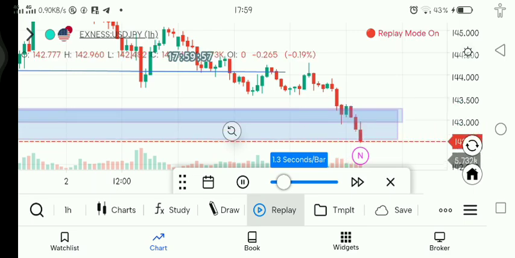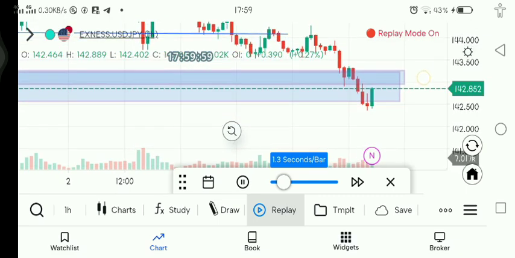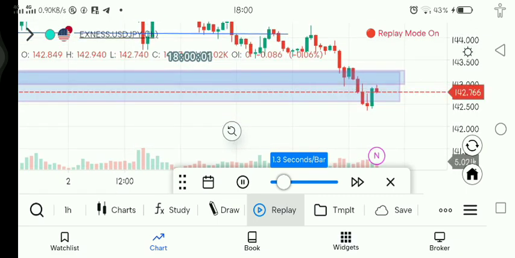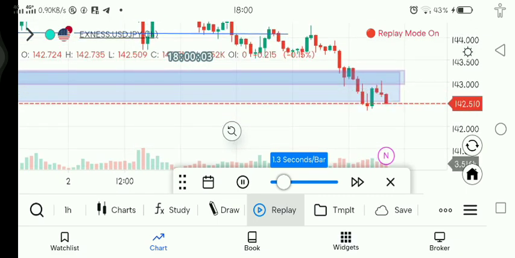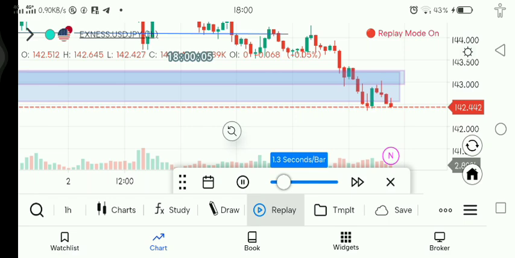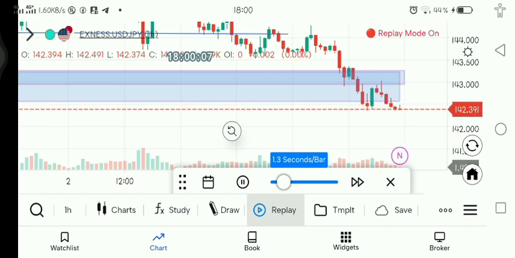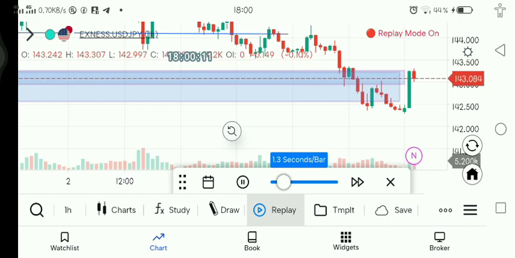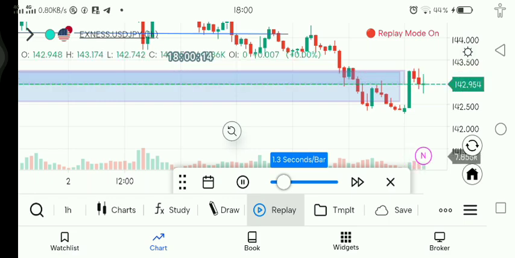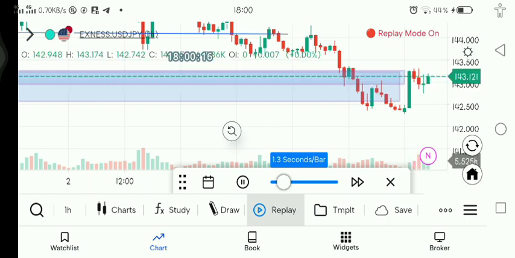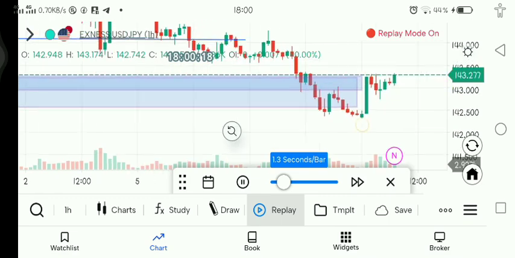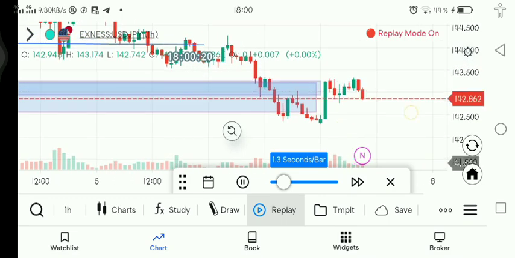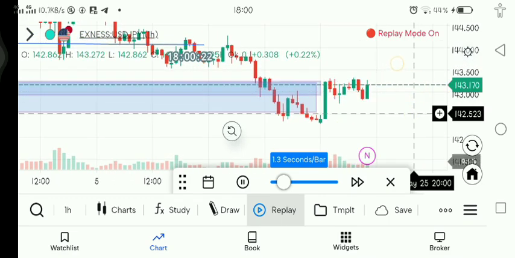Wait. So price goes below our order block, but we still don't enter. We wait for other bullish patterns to enter the trade. This is the part where we need a lot of patience. Until price breaks up this point, we don't enter any trade.